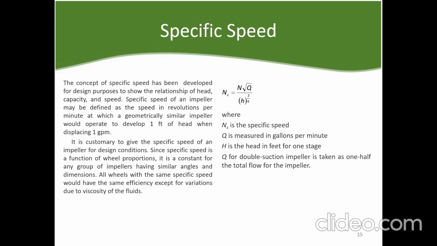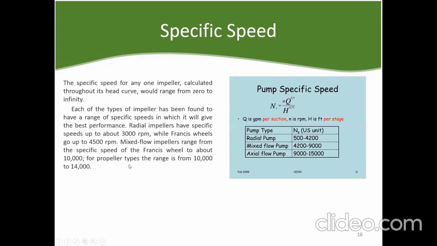Remember this. H is the head in feet for one stage. Q, for a double suction impeller, is taken as one half the total flow for the impeller. Kasi yung per impeller ka. So kaya yung Q mo hahatiin mo pag sa total flow, sa double suction. Sa multi-stage naman, didivide mo yung total by the number of stages. So this is for English units na. Check nyo na lang yung fluid machinery para sa SI.